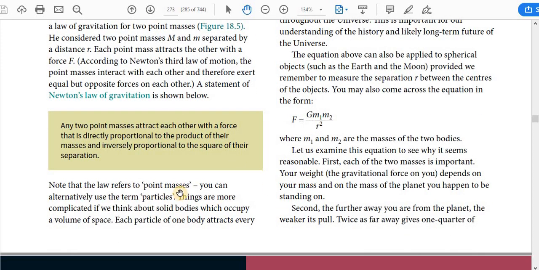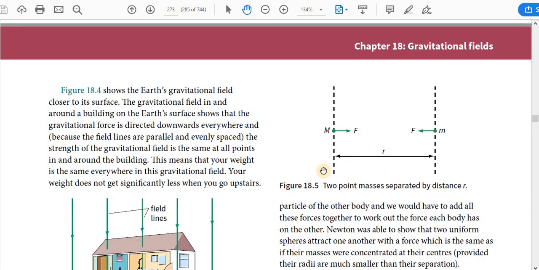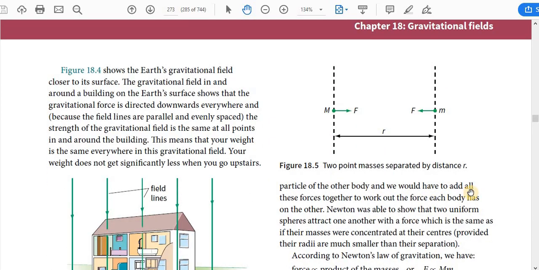Note that the law refers to point masses. Now you can see here it's important that you write these keywords like point masses, or particles. Things are more complicated if you think about solid bodies which occupy a volume of space. Each particle of one body attracts every particle of the other body, and we would have to add up all these forces together to work out the force each body has on the other.